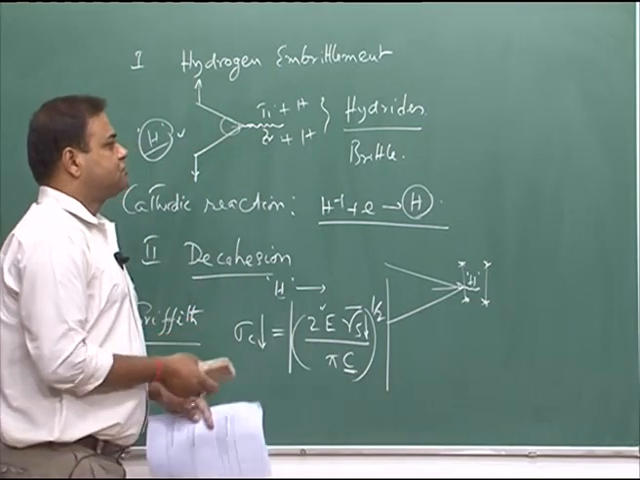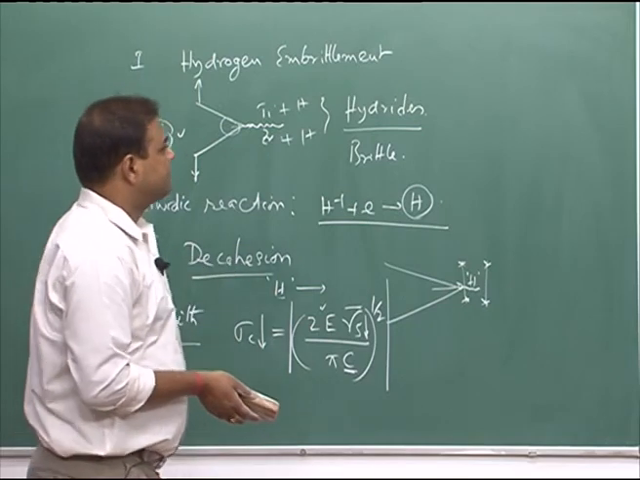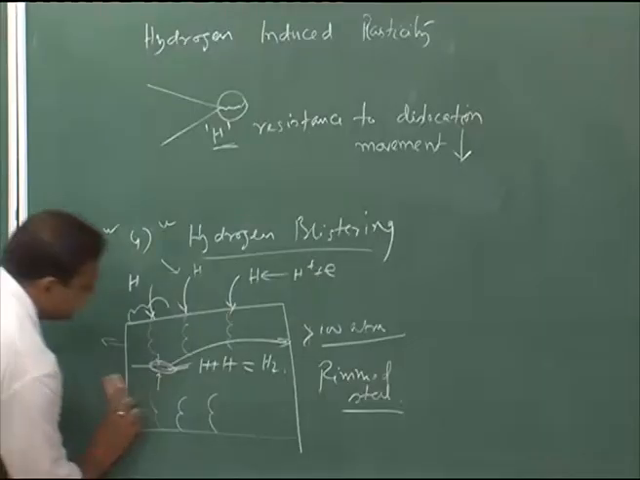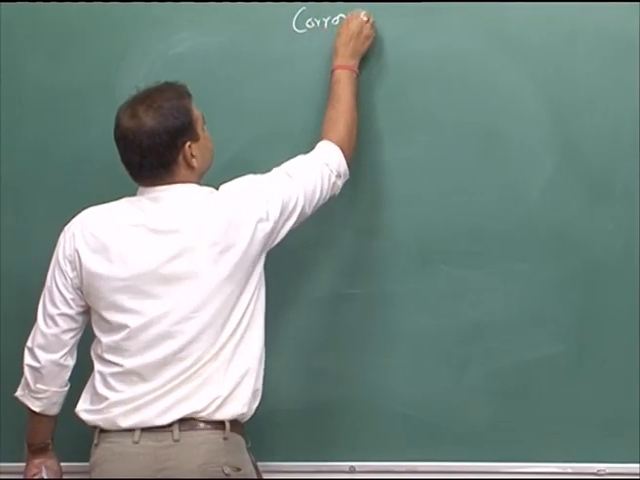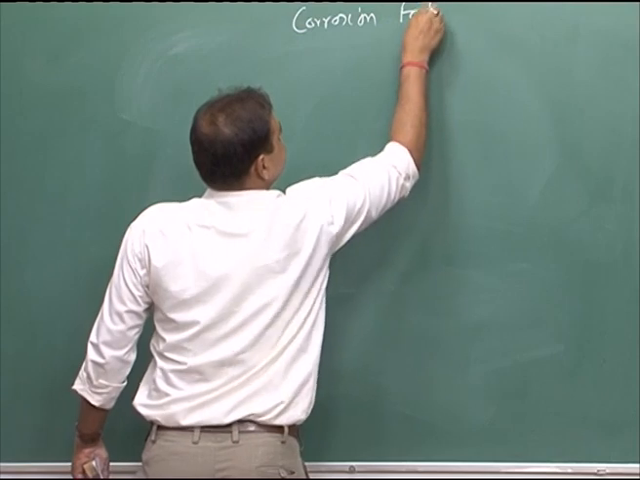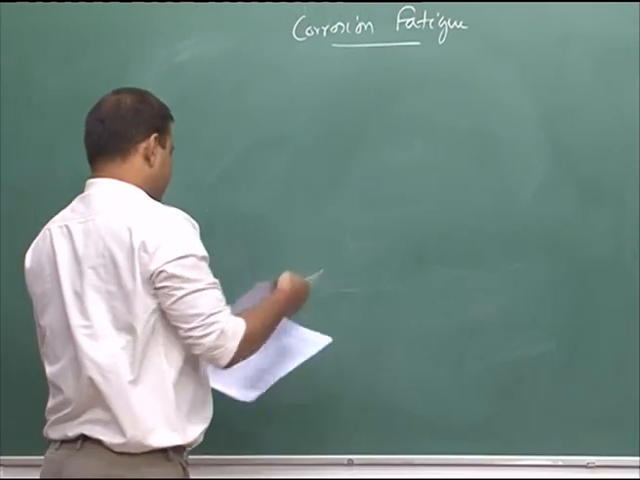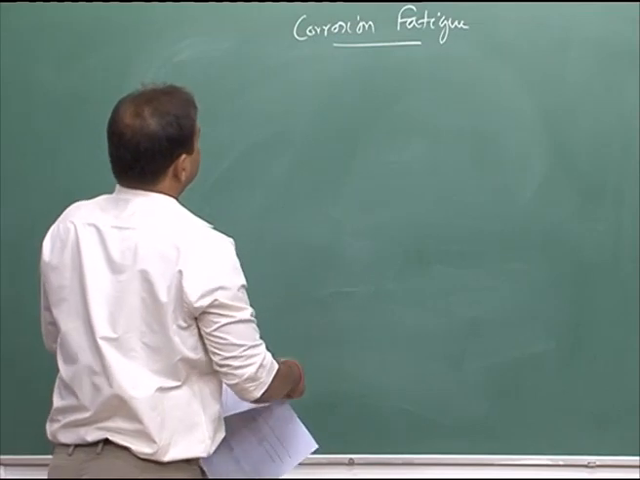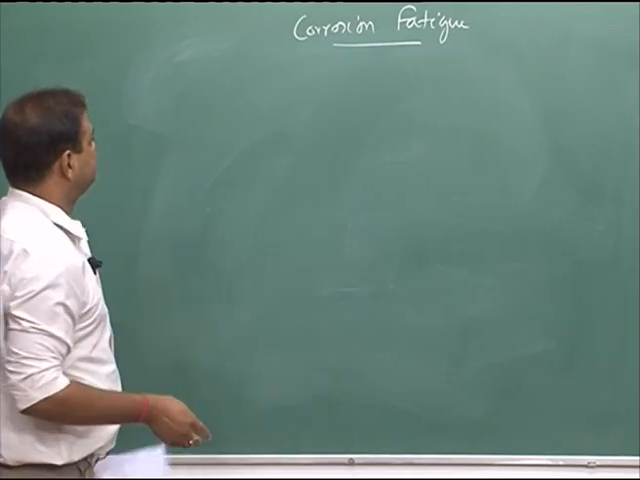Then the last process by which corrosion cracking can happen is fatigue failure, corrosion fatigue. So, corrosion fatigue is the final variation in corrosion cracking.